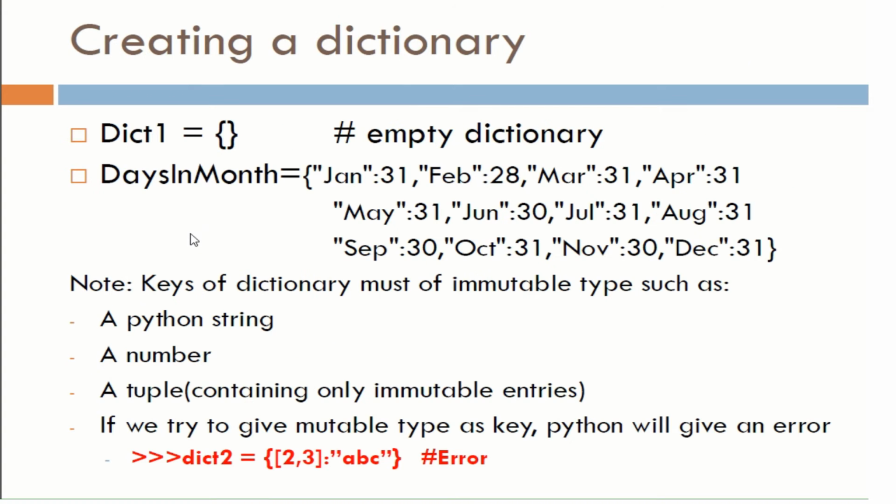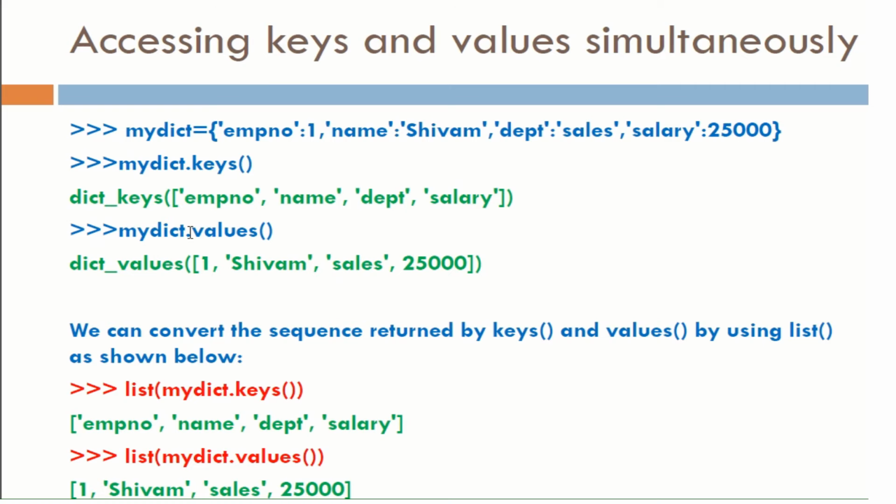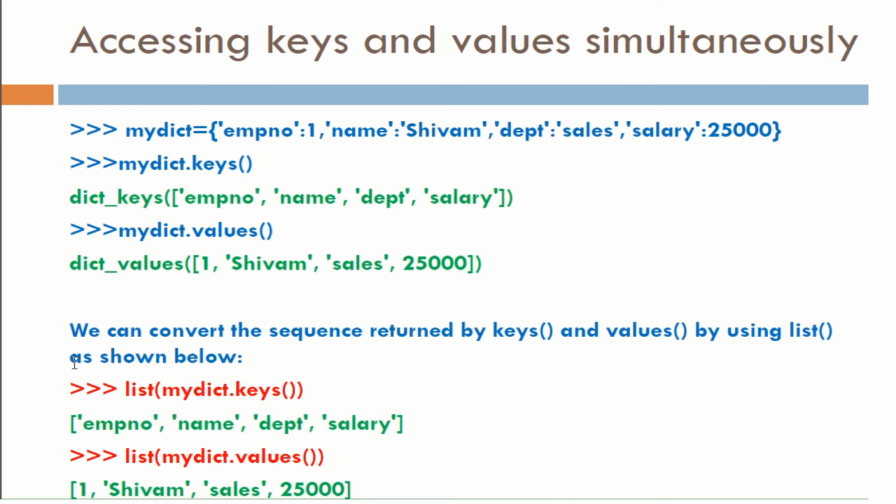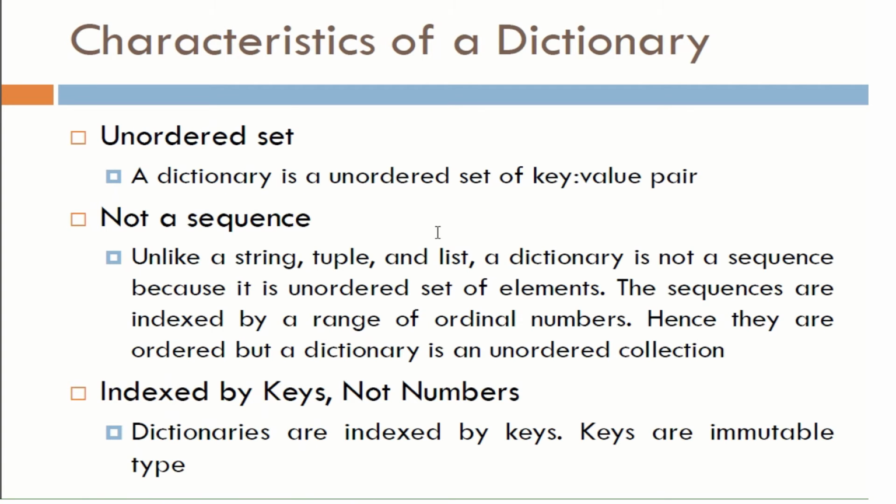The associated value which is stored with the key will not be shown. Only the key will be shown if you write it here. If we only need to get the entries of the key, then we apply a for loop. Next, we can convert the sequence returned by keys and values by using a list. See, we can return the sequence also. Next are the characteristics of a dictionary. There are various characteristics of a dictionary.